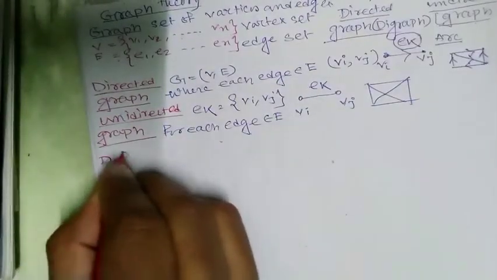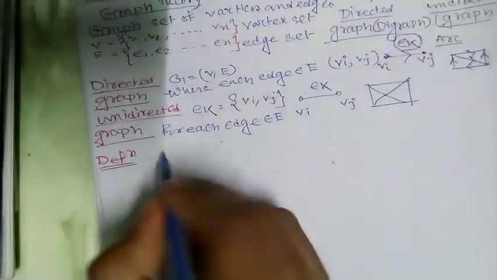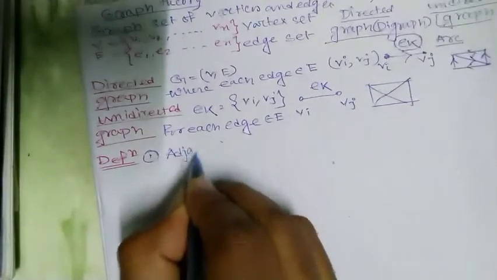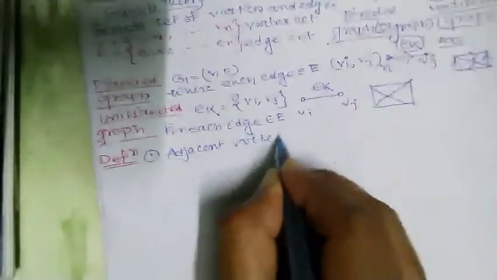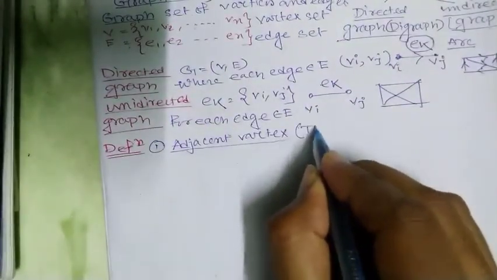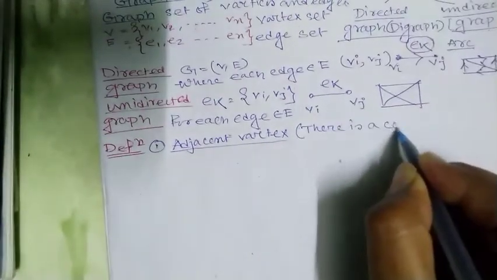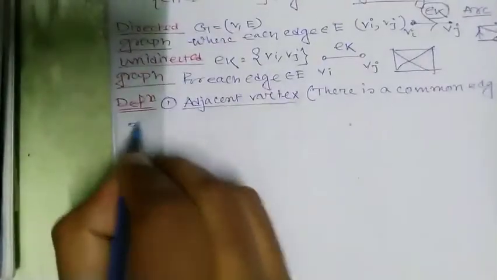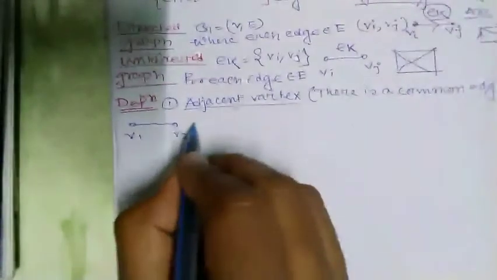Now we have to see some important definitions. First, adjacent vertices. What are adjacent vertices? There is a common edge. Like see, this is V1 and V2. There is an edge that is common between V1 and V2. So V1 and V2 are adjacent vertices.